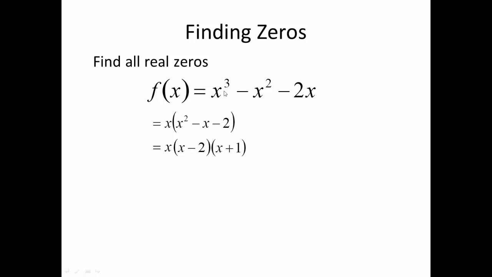So where are my zeros? Using the zero product property, I'm going to split this up into 3 different factors, move these apart, and solve each one for 0. This one's already done. x is equal to 0. What about this one? You add 2 to both sides, and you get x is equal to positive 2. Subtract 1 from both sides, and you get x is equal to negative 1. So these are my 3 zeros. Since we have 3 zeros here and a maximum of 3 zeros, we found them all.